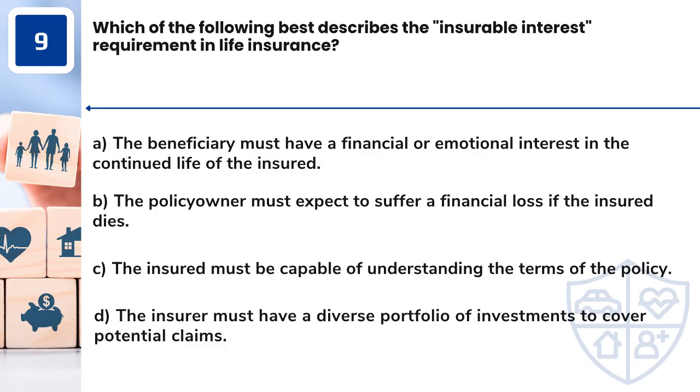Question 9. Which of the following best describes the insurable interest requirement in life insurance? A. The beneficiary must have a financial or emotional interest in the continued life of the insured. B. The policy owner must expect to suffer a financial loss if the insured dies. C. The insured must be capable of understanding the terms of the policy. D. The insurer must have a diverse portfolio of investments to cover potential claims.